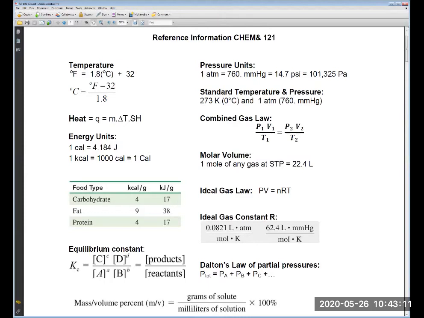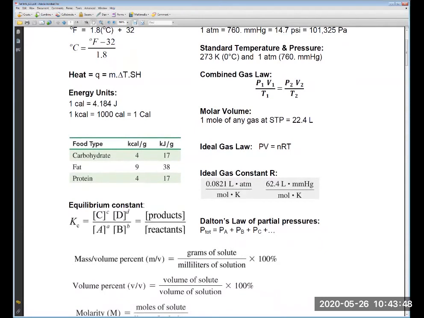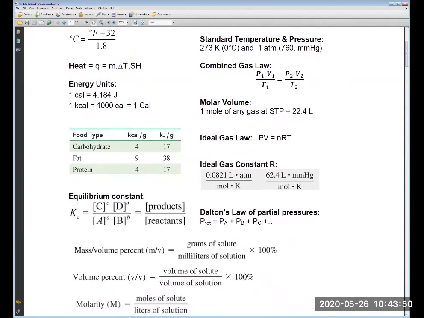Standard pressure and temperature are these values. Typically, what's useful to know is that you are at STP. When you are at STP, that allows you to use the molar volume. It tells you that you are in the conditions where you can use this relationship between 1 mole of any gas and the volume of the gas, 22.4 liters. Combined gas law, we didn't go over this, so we should remove that.